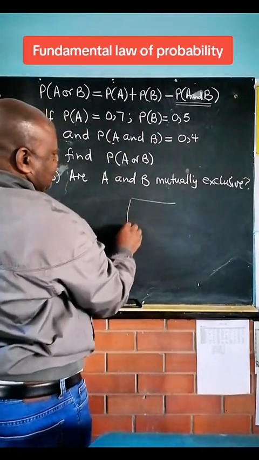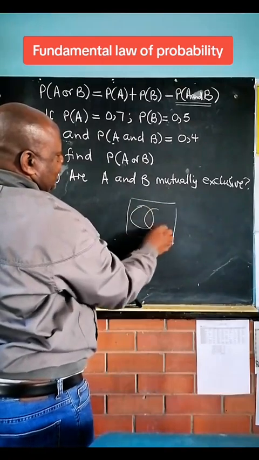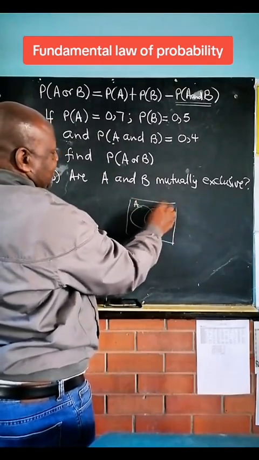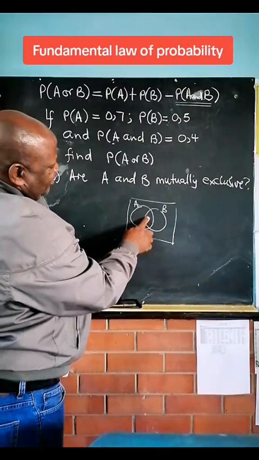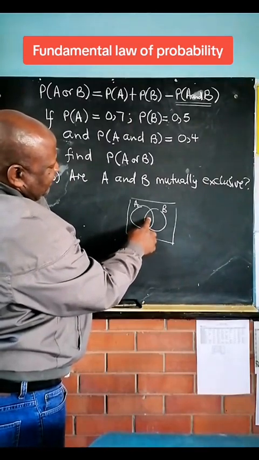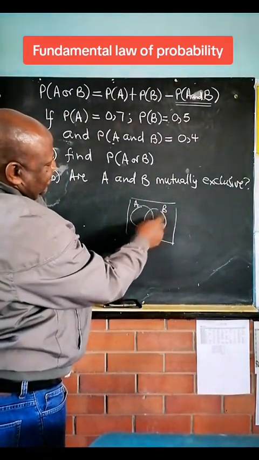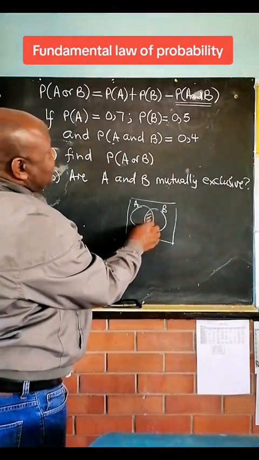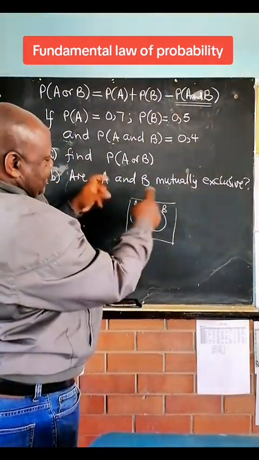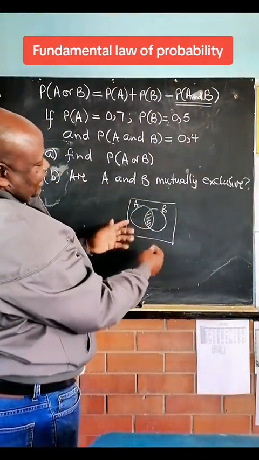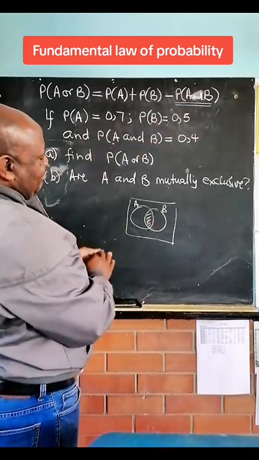Let me sketch a Venn diagram to explain that concept. This is A, this is B. If I have a portion here, this portion is in A and the same portion is in B. So this is what is represented by A and B. So this portion is A and it's also in B. A and B refers to the shared probability between A and B.